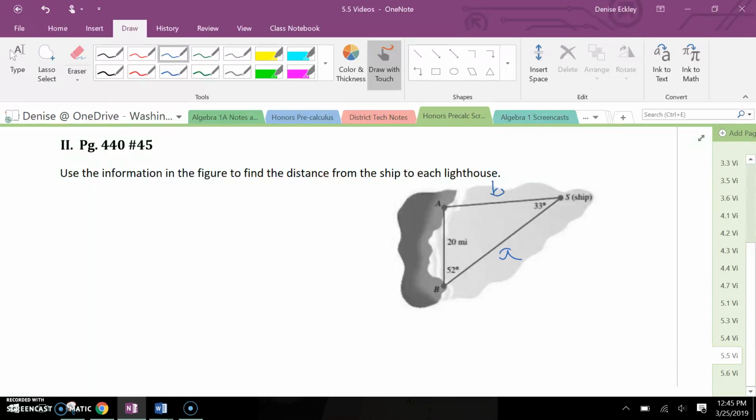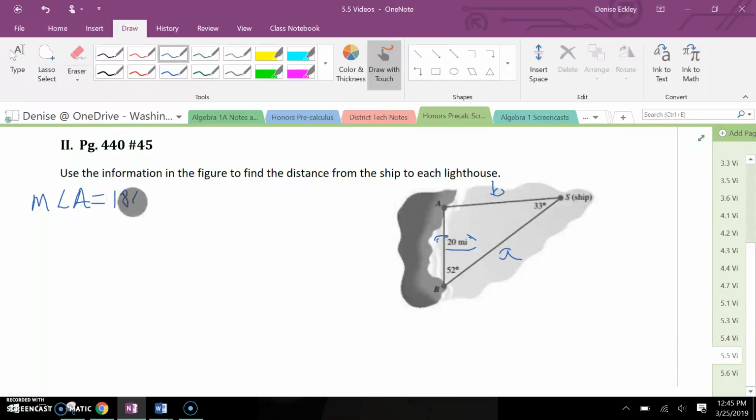So what we do know for sure is what we can call side S, which is 20 miles, and we know angle S. So that is going to be the one we're going to be working with in both of our law of sines ratios. Now, we have two of the three angles, so we can go ahead and find the last angle that we need, which is angle A.